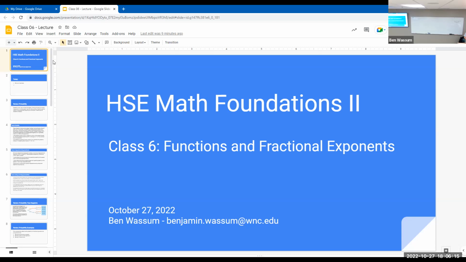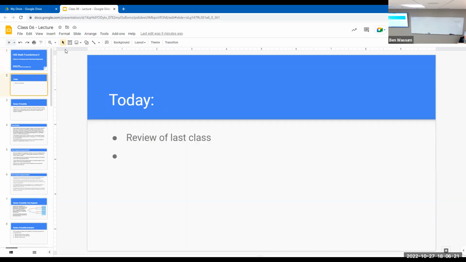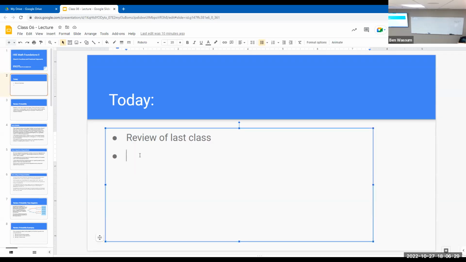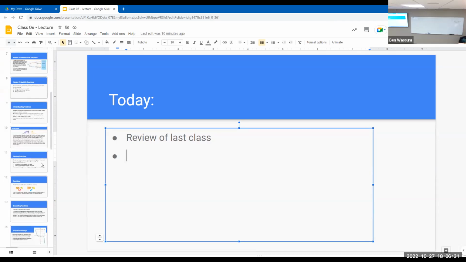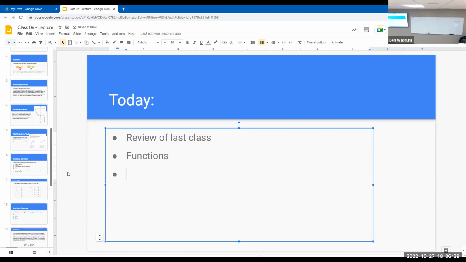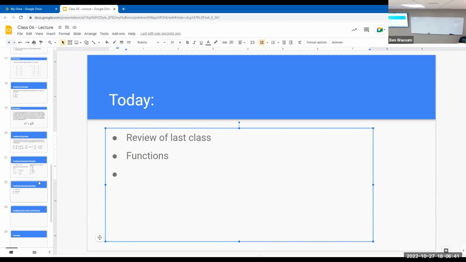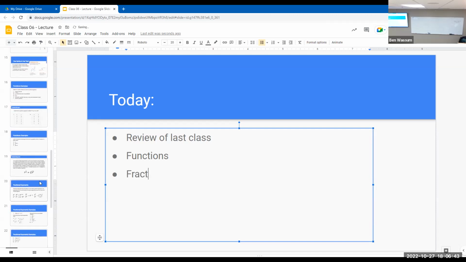I don't know. Anyway, you want to see how much time I had to write this class yesterday? That's how long. Look at that. That's so sad. But it's all going to be functions and fractional exponents.